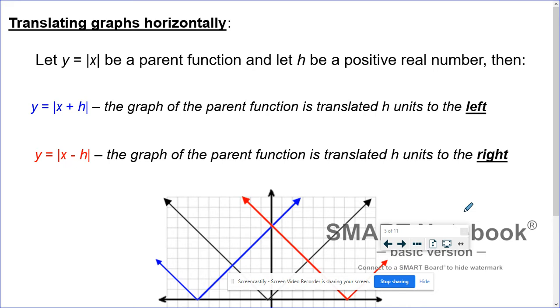All right, so that was all about translating vertically. Plus is up, minus is down. Translating graphs horizontally, notice how the number that we're adding is on the inside. If it's inside the absolute value bars, that's what's going to be horizontally. Plus on the inside moves it left. Minus on the inside moves it right.